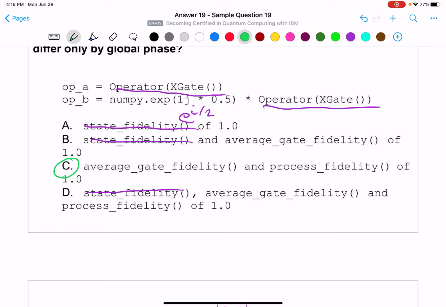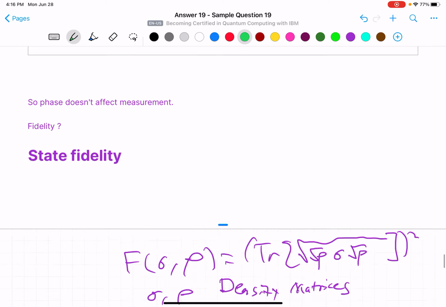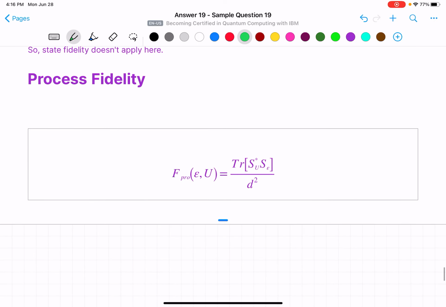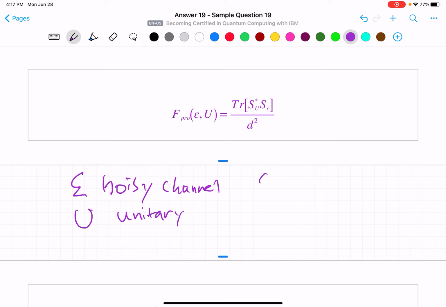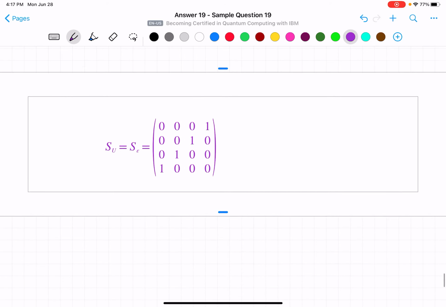But let's be assured that is the right answer by making sure average gate and process fidelity are 1. The process fidelity is the fidelity between a noisy channel, epsilon, and a unitary, u. And so that unitary is our target. And so we need to compute the super operator for each of those matrices. And the super operator for u and epsilon is given below, which I'll show you. But d is going to be the dimension, which is going to equal 2 since we have a square matrix. The dimension is 2 for the x gate.